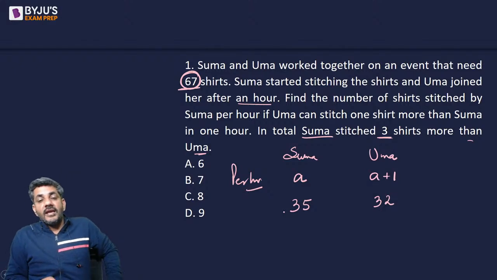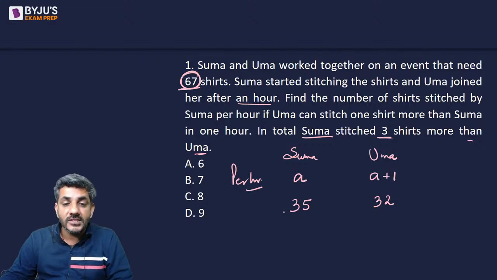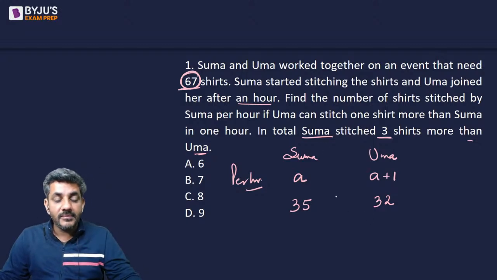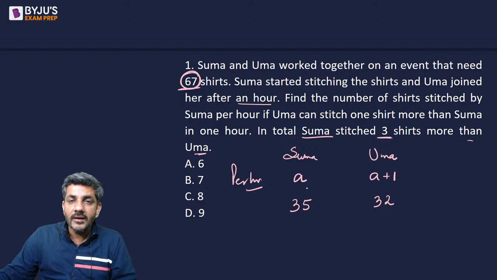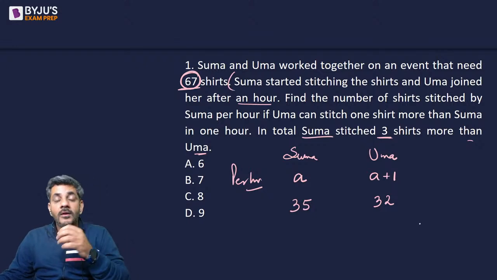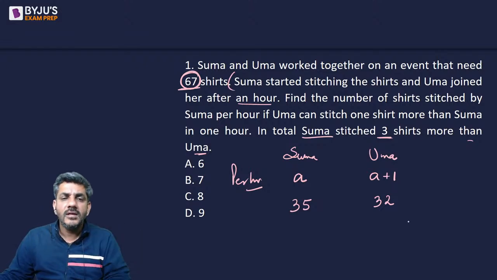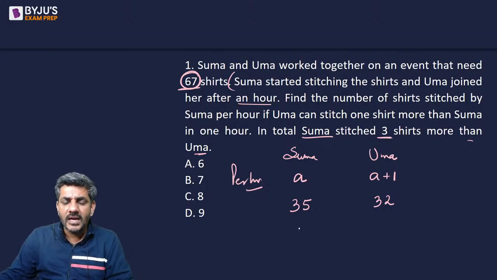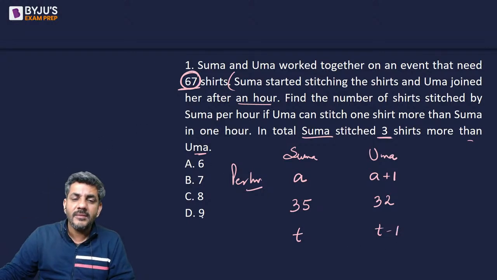So Suma is stitching a number of shirts per hour. Uma is stitching a plus one number of shirts per hour. Suma has stitched three shirts more than Uma. Total is 67, so they became 32 and 35. Question is asking you what is the value of A, right? Another thing is that Suma started stitching the shirts and Uma joined after 1 hour. So basically, whatever time Suma takes to stitch these shirts, Uma took 1 hour less because she started an hour after Suma. I would say why make equations and take another variable like this. This person has worked for T hours, T minus 1 hours. That will unnecessarily make it difficult.